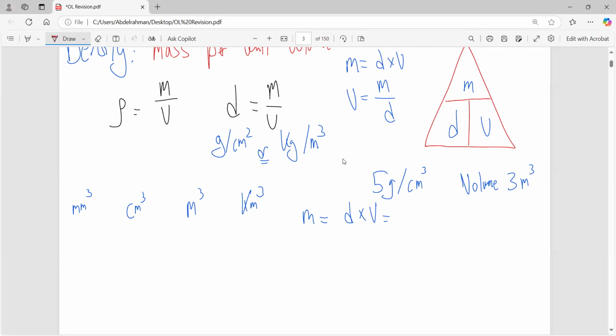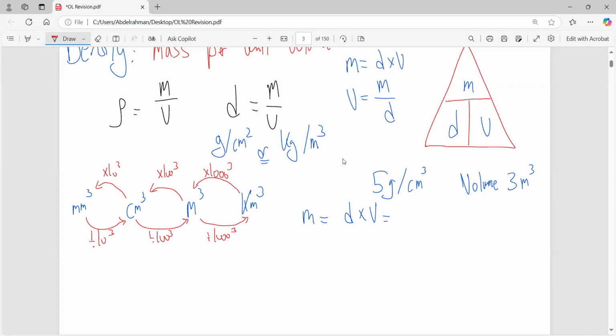If I want to convert from kilometer to meter, it should be multiplied by 1000. But kilometer cubed to meter cubed, so I'm multiplying by 1000 cubed. From meter cubed to centimeter cubed, it's 100 cubed. From centimeter cubed to millimeter cubed, it's times 10 cubed. Moving backwards, we divide by 10 cubed, divide by 100 cubed, and divide by 1000 cubed.